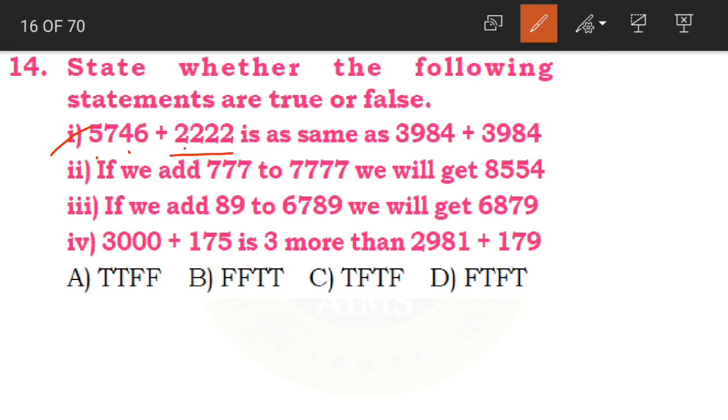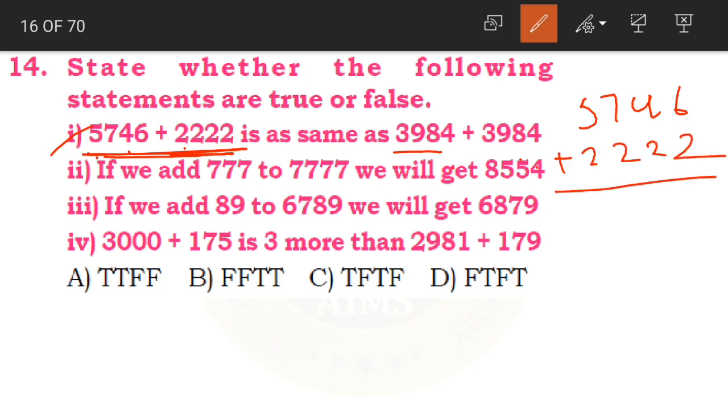5746 plus 2222 is same as 3984 plus 3984. So first we need to add these two. 5746 plus 2222. 2 plus 6 is 8, 4 plus 2 is 6, 7 plus 2 is 9, 5 plus 2 is 7. And then we need to add these two.